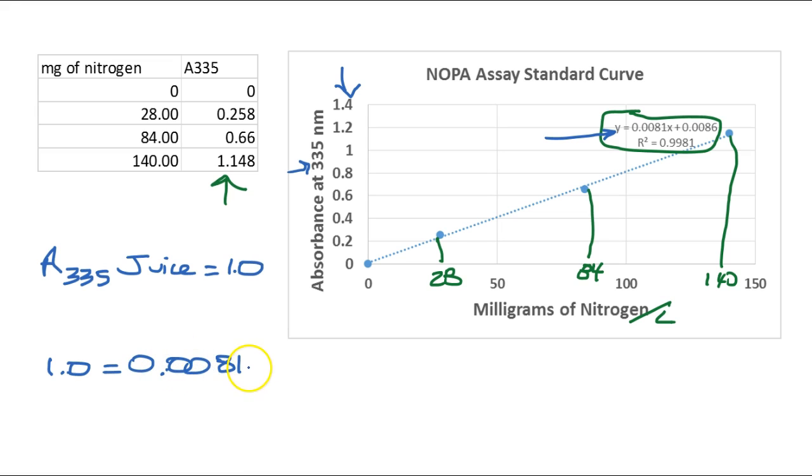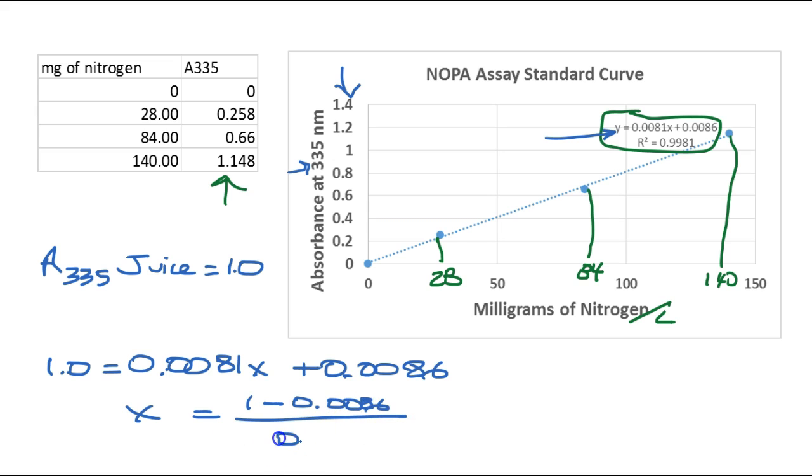0.0081 x plus 0.0086, and we would solve for x, so x equals 1 minus 0.0086 divided by 0.0081, and we do the math, and I'm not going to take the time to do the math here, but we're going to get a number if we just read across to our line.